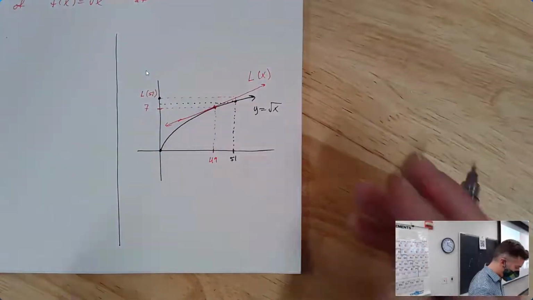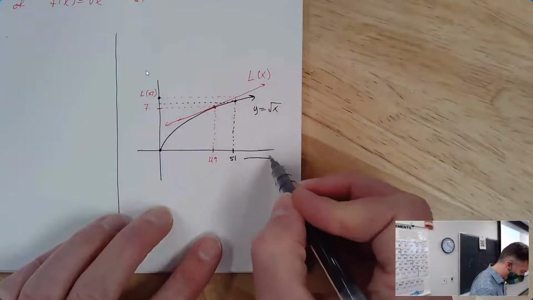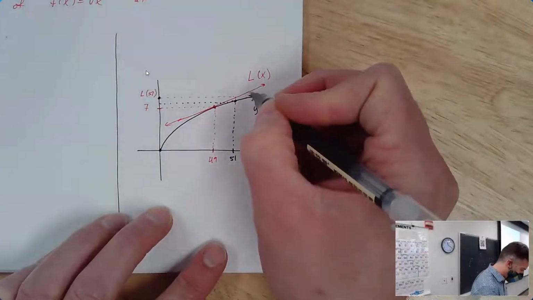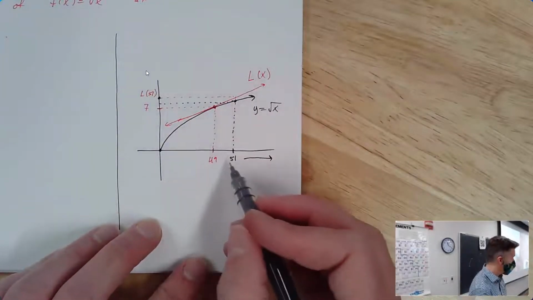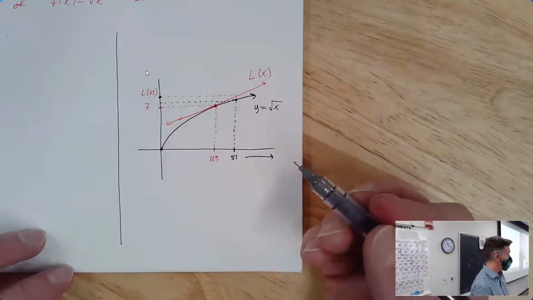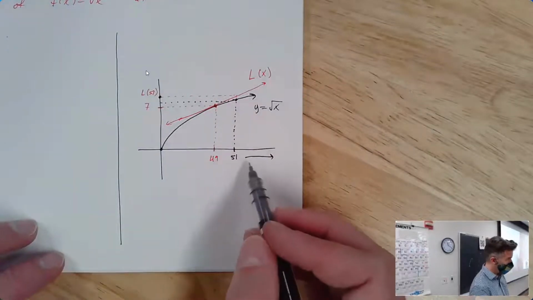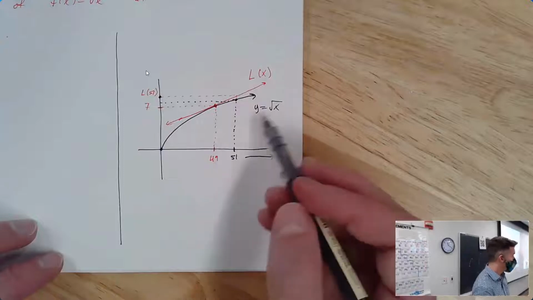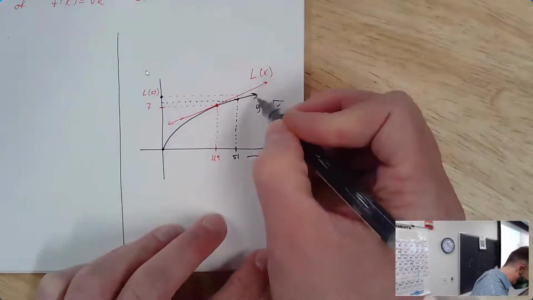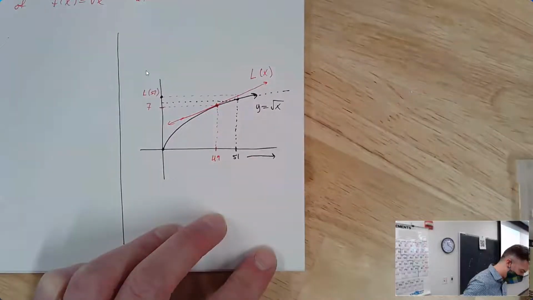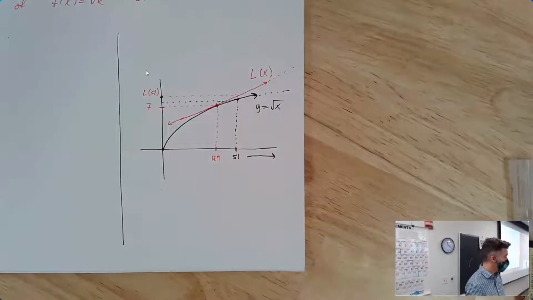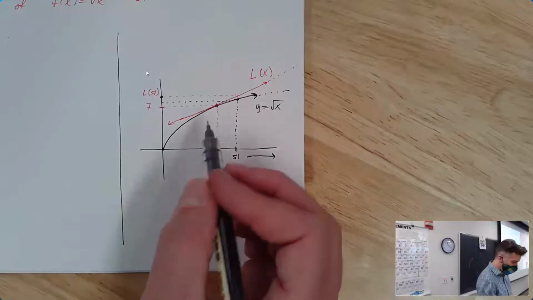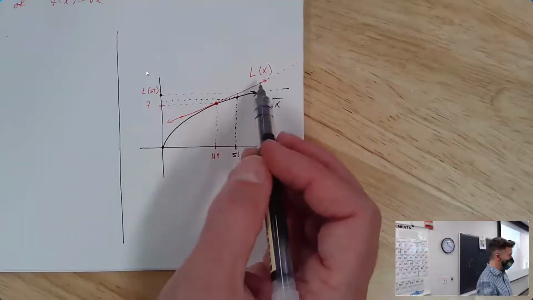I will also mention that as you move further away from 49, your error is going to get bigger and bigger and bigger. Right? So for values that are close to 49, this is a good approximation of the square root of those values. But if you're trying to plug in something much larger than 49, this would not be very good because, hopefully you can see, this function is going to continue this way, and this function is going to continue this way, and they're going to move further and further apart from each other in either direction.